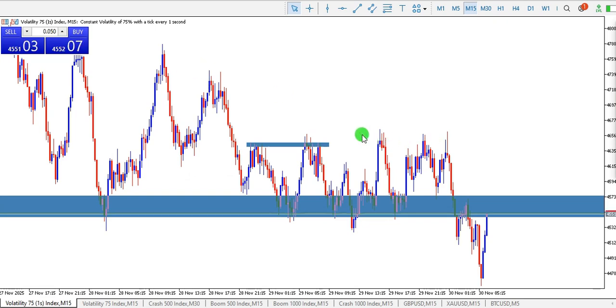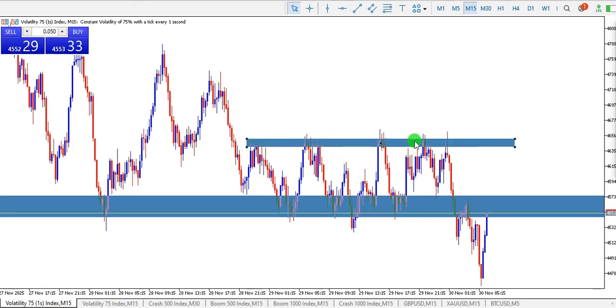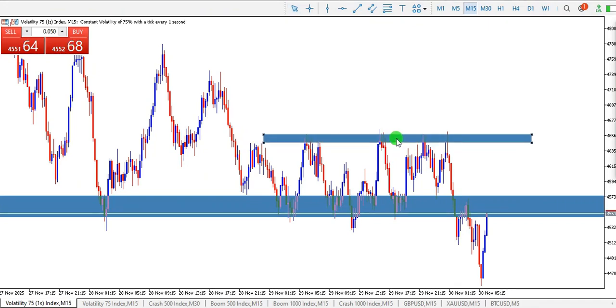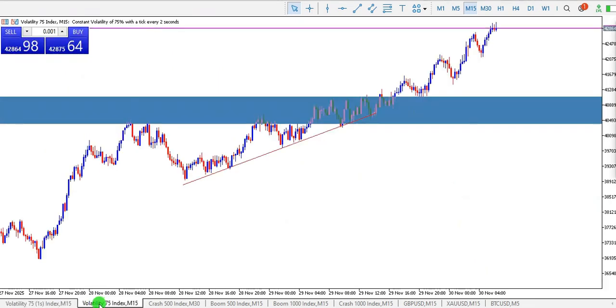Probably if you see a change of structures around this zone right here, which is the zone we marked yesterday, that means we have to adjust it now since it's not validated. So that will be that for today on VIX75 1 second. So let's go to the younger brother, which is the VIX75 itself.